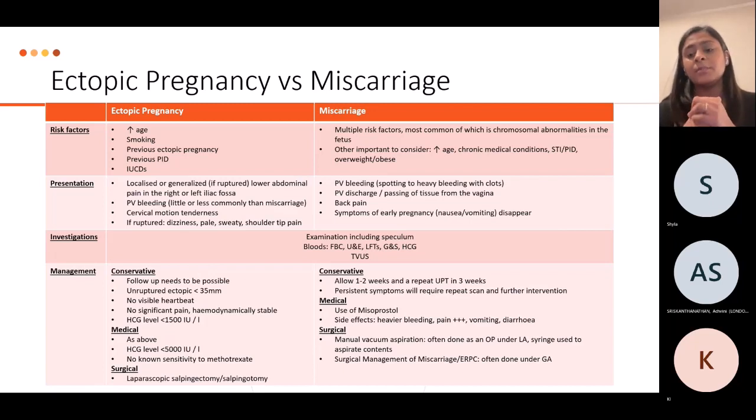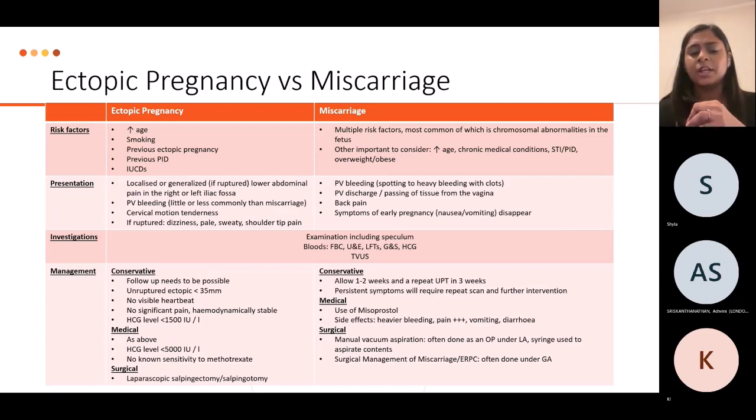And the final one, which is the most common form of management for an ectopic pregnancy, is a diagnostic laparoscopy, and then you usually get a salpingectomy. We only really consider salpingotomies in people who've had, say, a previous salpingectomy, and fertility conservation is very important.